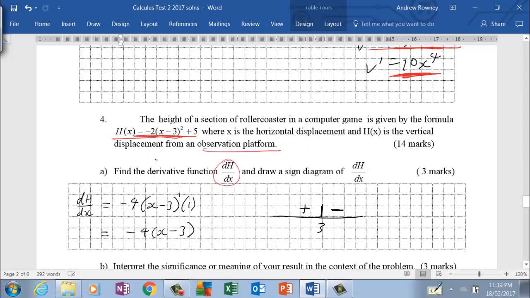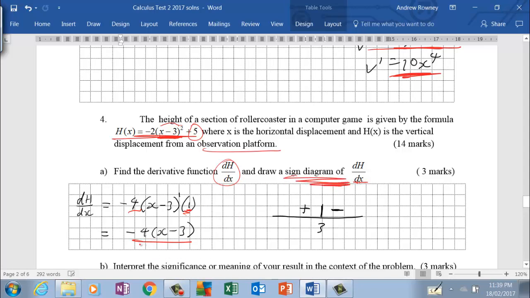Now the derivative, you take 2 out the front and give -4, take 1 off the power, and then followed by the derivative of the bracket, which actually is the derivative of x, which is 1 there. Tidying it up, there's our derivative. Of course the derivative of 5 is 0, so it doesn't affect it. And then it says draw a sign diagram of the derivative.